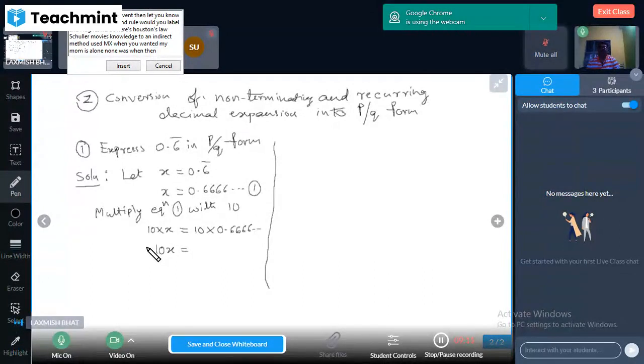So the point is here, so it must be shifted to here. So it becomes 6.6666 and so on. Take it as equation number 1. Now look into the decimal part of equation number 1 and equation number 2. Same, the decimal places have the same numbers. So we can cancel them by subtracting equation number 1.